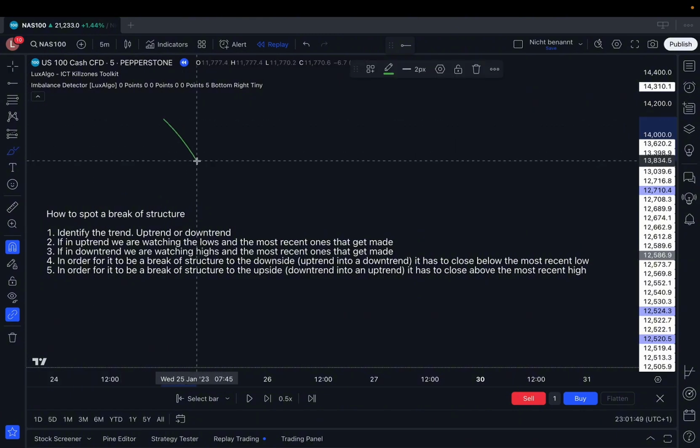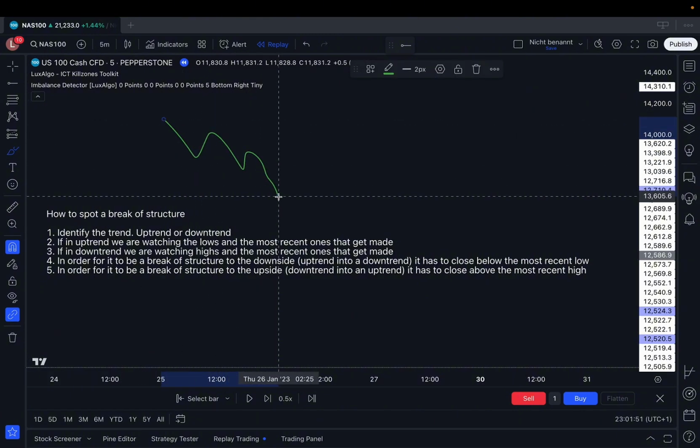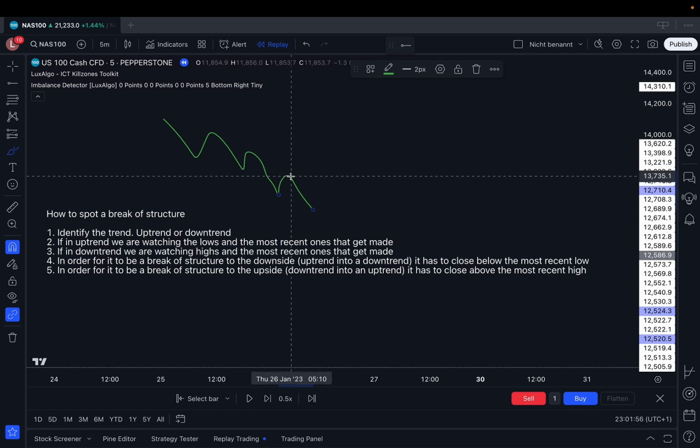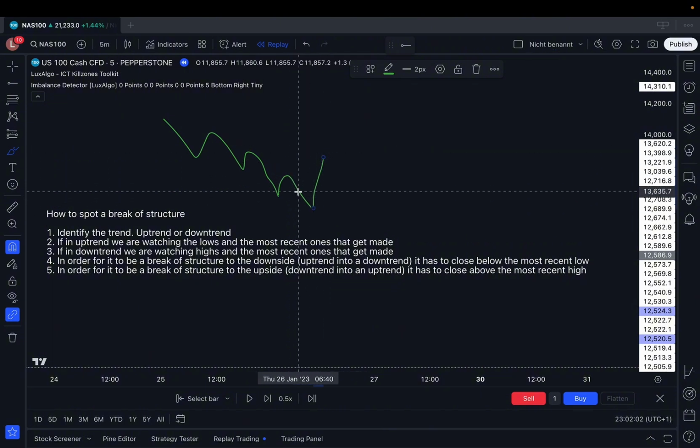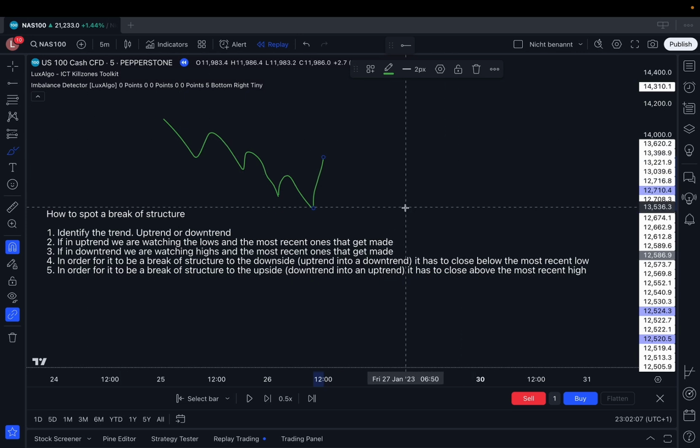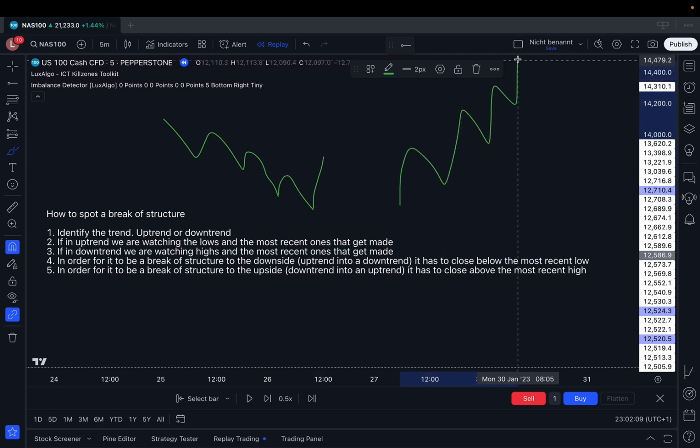So if we are in a downtrend, don't mind if it's green, it's a downtrend. We are watching the most recent highs. So we're watching this high right here, because if this high gets a break of structure, then it's a shift into an uptrend. It only has to be this high to be break of structure. For an uptrend, we are watching the most recent lows. So if this low gets a break of structure right here, then it becomes a downtrend. So we are watching the most recent lows.